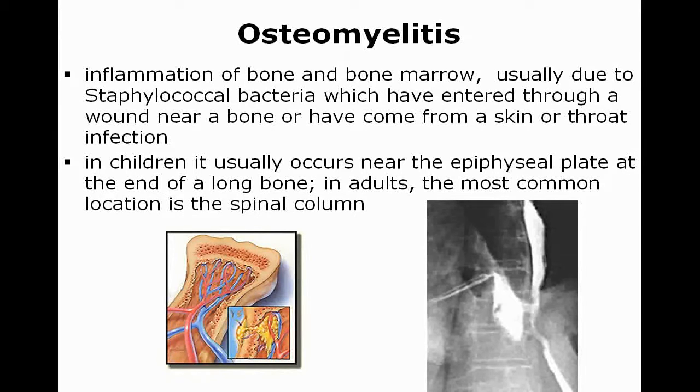In children, it usually occurs near the epiphyseal plate at the long end of the bone. The epiphyseal plate is actually the area that the bones grow from. It's the growth plate. So it causes very severe problems with development and growth of the child when it occurs at the epiphyseal plate. In adults, most commonly occurs in the spinal column. And it causes deterioration and breakdown of the bone, where the person may actually be permanently crippled by this process.